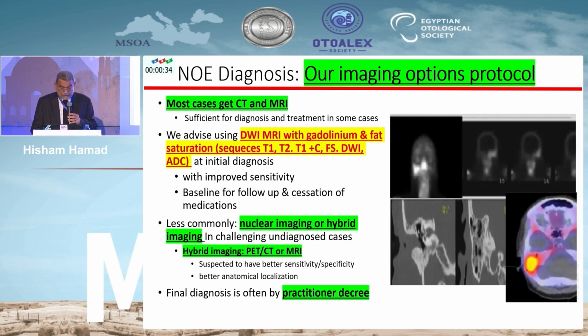Our protocol is to do CT and MRI. We advise diffusion-weighted imaging MRI with gadolinium and fat saturation. Nuclear medicine is also reserved for undiagnosed cases. In this case, we order a PET scan.